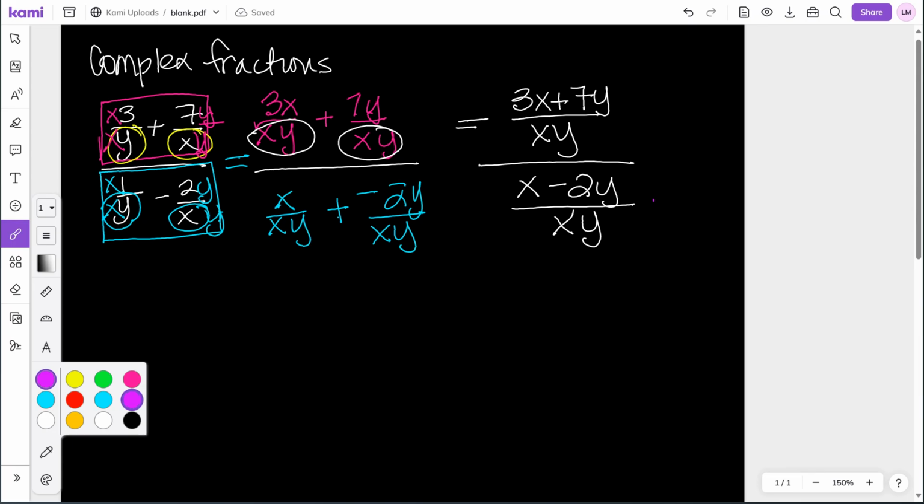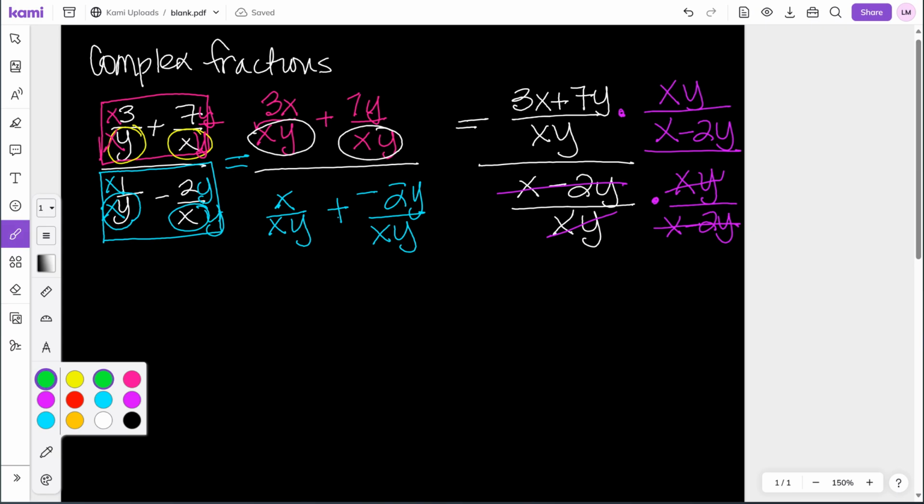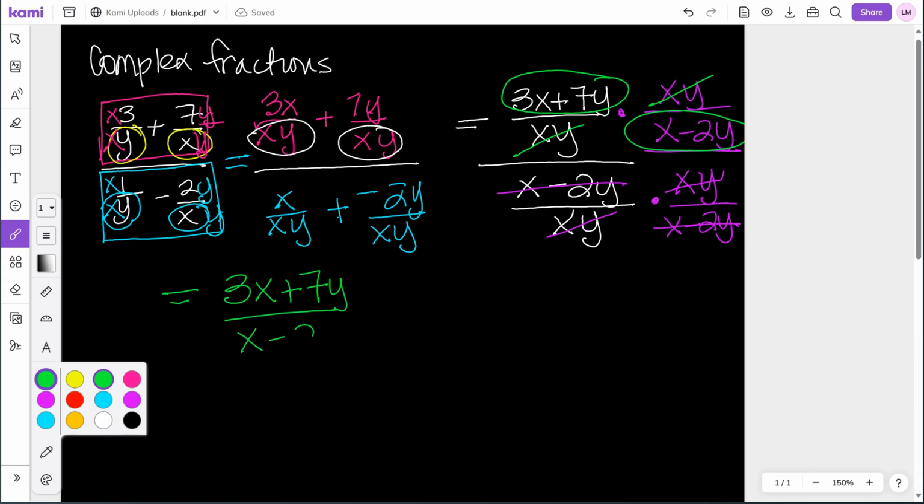So I'm going to multiply by the reciprocal so I can get rid of this bottom layer of my fraction. And I have to do this on the top and the bottom. So when I do this on the bottom, the xy cancels and x minus 2y cancels because I cancel top to bottom. And then on the top, I also have some things that I can reduce. So the xy's will go, but remember, these factors are connected together by the addition and subtraction sign. So I only have 3x plus 7y on the top and x minus 2y on the bottom.